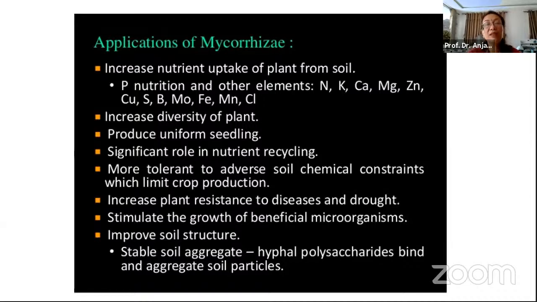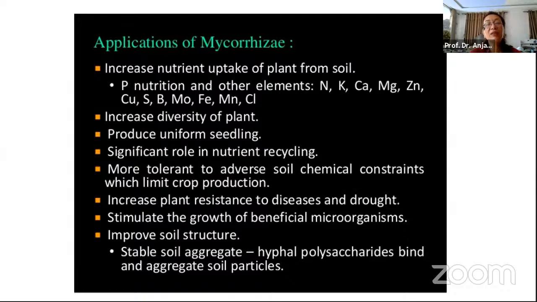When you talk of mycorrhizae, these increase nutrient uptake of plants from soil, like phosphorus nutrition and other elements: nitrogen, potassium, calcium, magnesium, zinc, copper, and so on. There are so many minerals that are very important for the growth and proliferation of the plant. Sometimes it is very important in the growth, or sometimes in the fruiting time or in the seedling time, right?